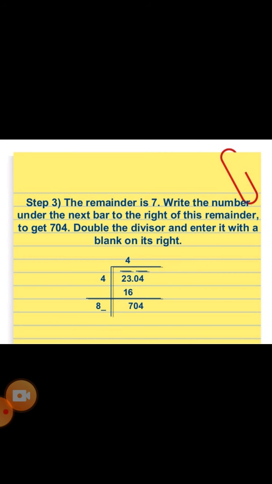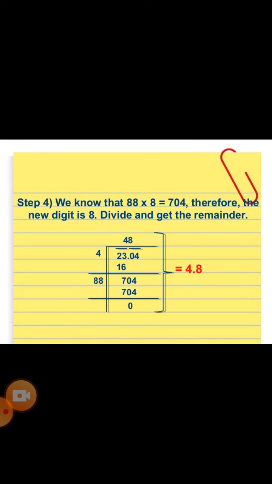In step 3, the remainder is 7. Write the number under the next bar to the right of this remainder to get 704. Double the divisor and enter it with a blank on its right. In number 4, we know that 88 multiplied by 8 is equal to 704. Therefore, the new digit is 8. Divide and get the remainder.